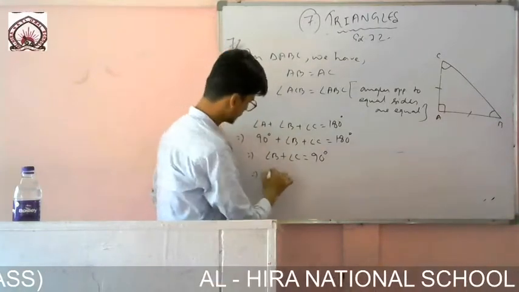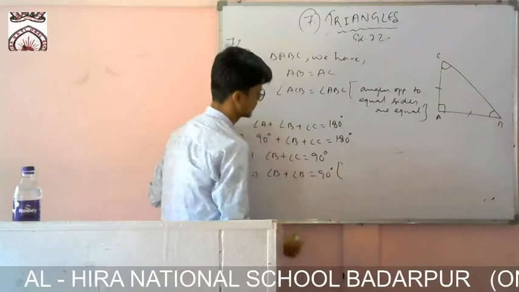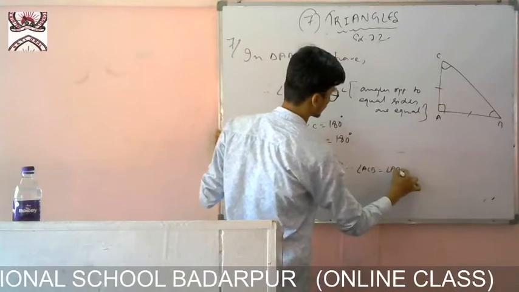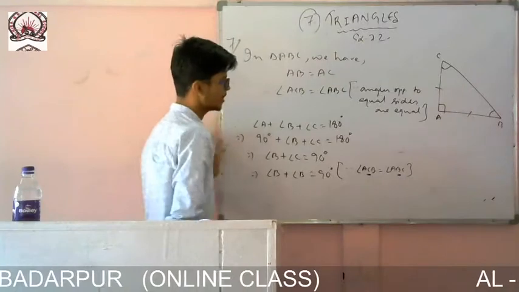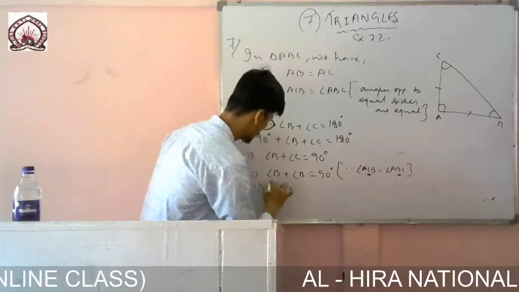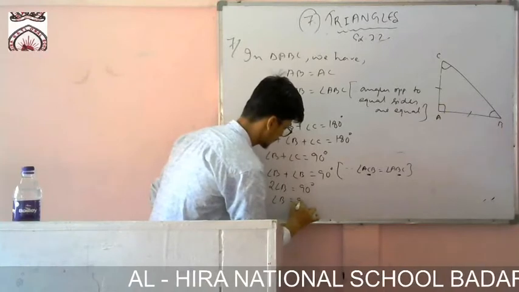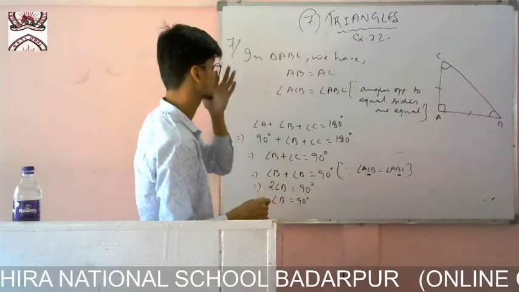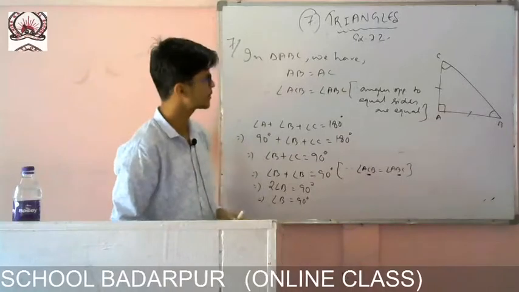So in place of C, let me write angle B equals 90 degrees, and there you write, since angle ACB is equal to angle ABC. ACB means angle C, angle ABC means angle B, or you can write angle B is equal to angle C, no problem. So after that it comes twice angle B is equal to 90 degrees. So that means angle B is equal to 90 degrees. Angles opposite to equal sides are equal.